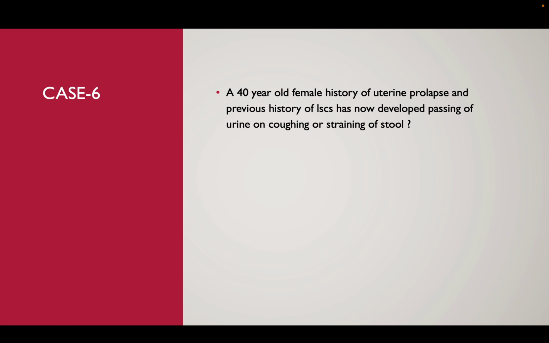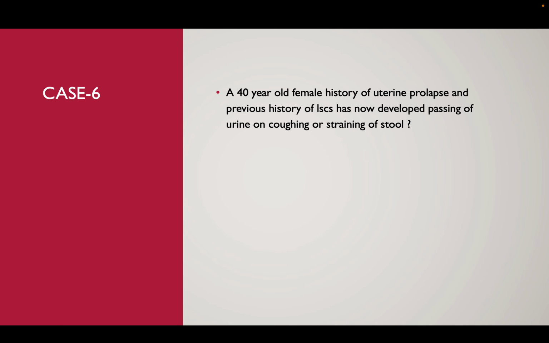Now, a 40-year-old female, with a history of uterine prolapse and a history of LSCS, has now developed passage of urine on coughing or straining at stool. So this is one more condition, where a 40-year-old female has a prolapse history. Pelvic muscles, more probably after LSCS or something, generally become weak. So after that, she was unable to hold urine.